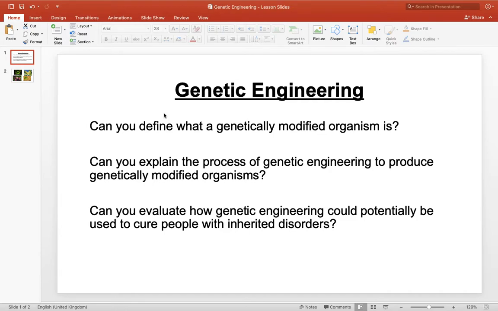In previous lessons we've looked at genetic definitions, and we've looked at genetic crosses, and today we're going to look at genetic engineering. So if you could write in your book the title, as you would do for any other lesson, genetic engineering. By the end of this lesson you should be able to define what a genetically modified organism is. You should be able to explain the process of genetic engineering to produce genetically modified organisms, and you should be able to evaluate how genetic engineering could potentially be used to cure people with inherited disorders. So your title is genetic engineering.